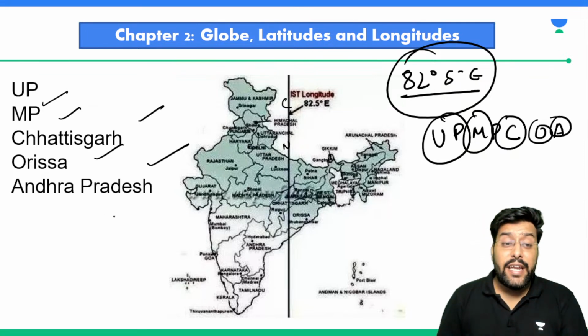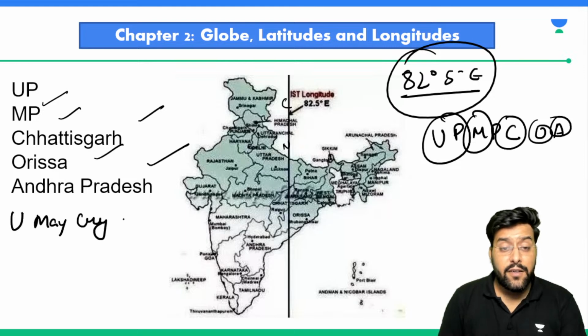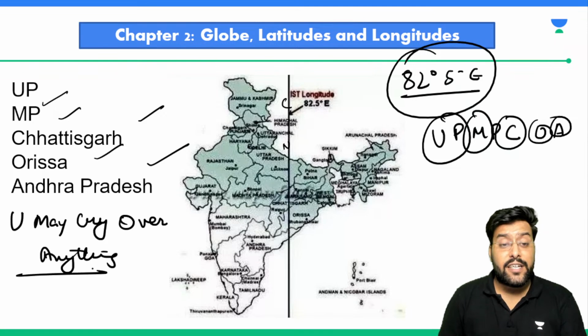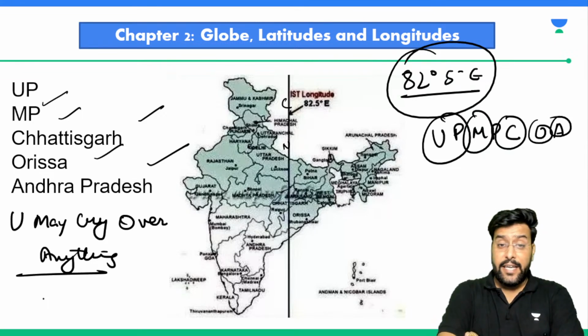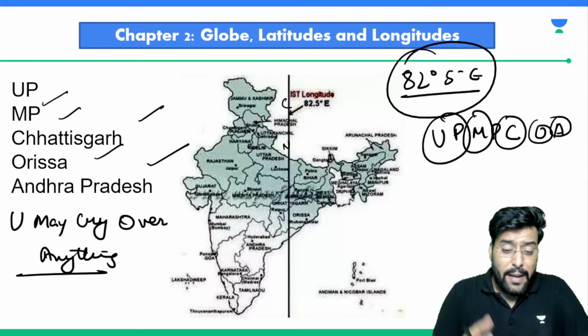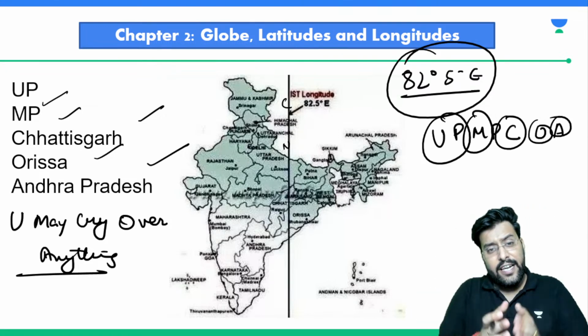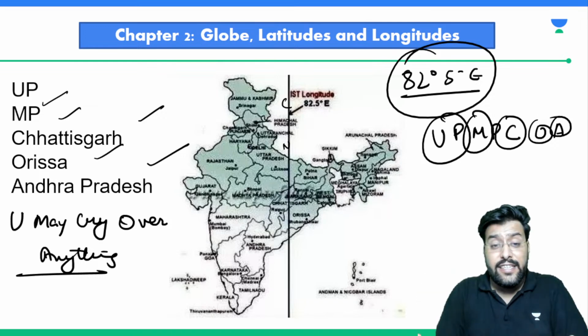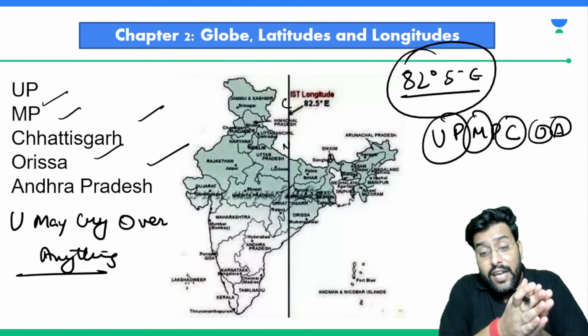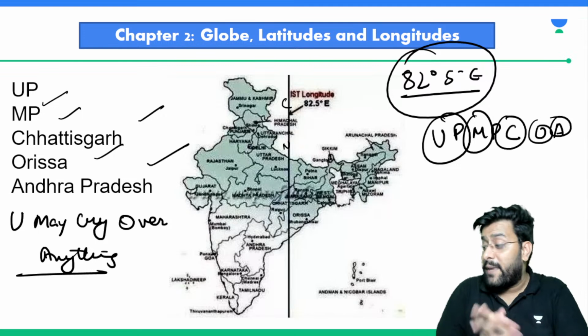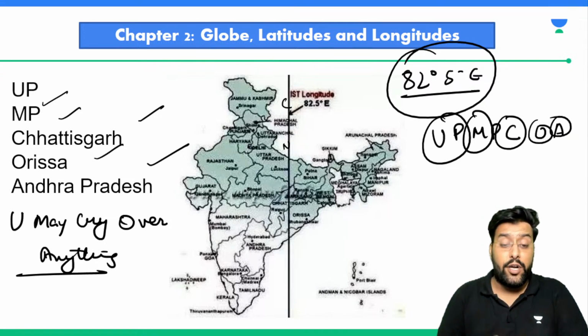We can remember it using this mnemonic. You may cry over anything. Try to remember this when it comes to Indian Standard Time. There was so much hue and cry related to time. So it was decided that since you may cry on anything, let's end this for all. Let's consider one meridian which will be the standard meridian for time. So we can remember it: you may cry over anything.